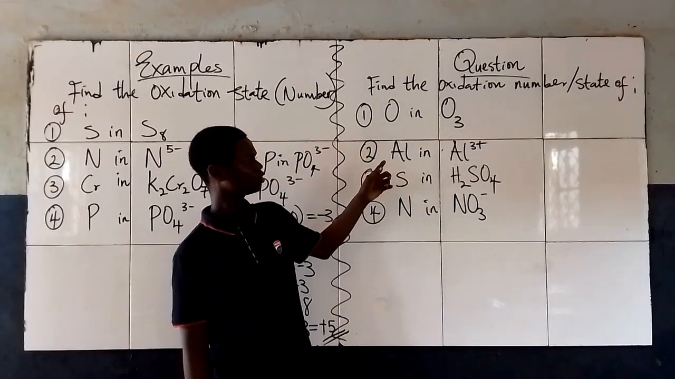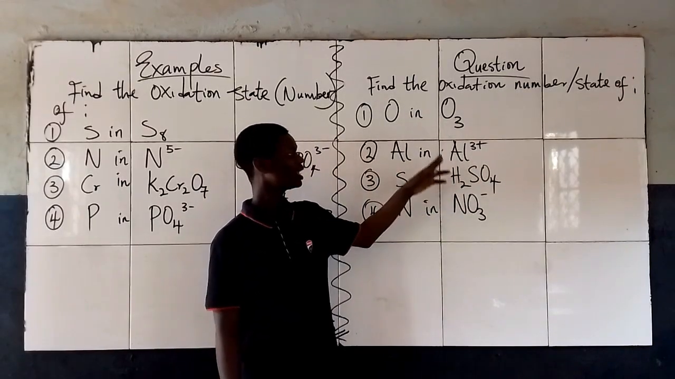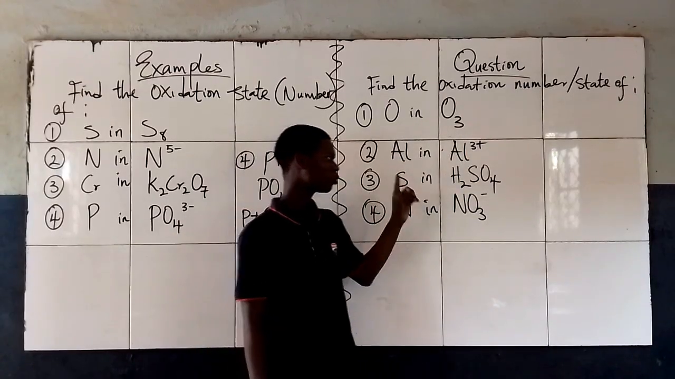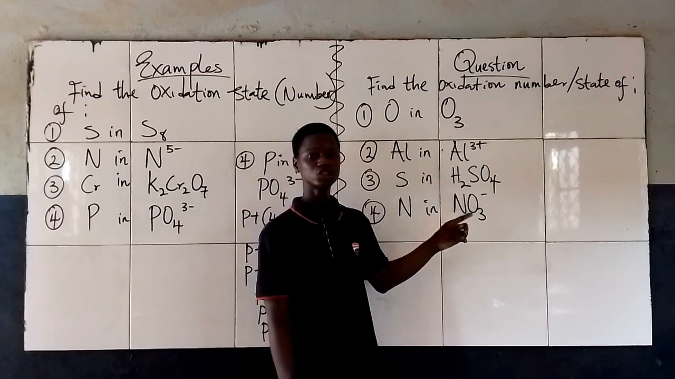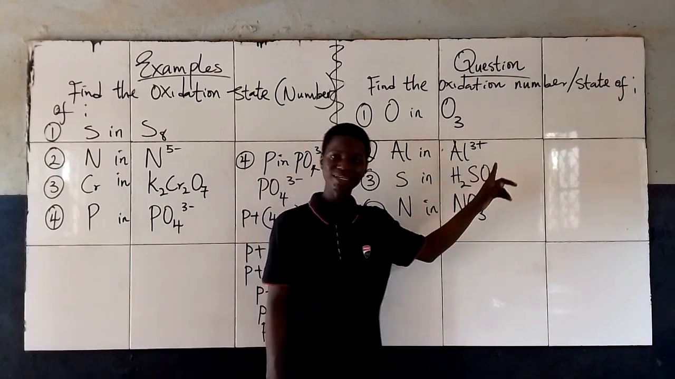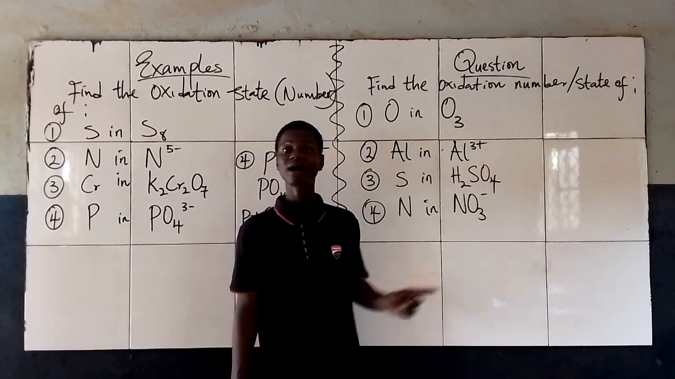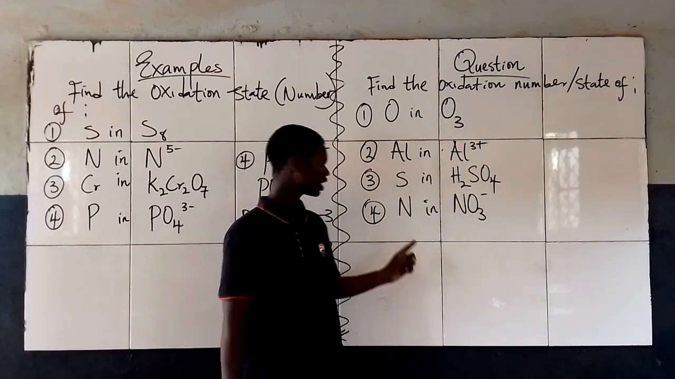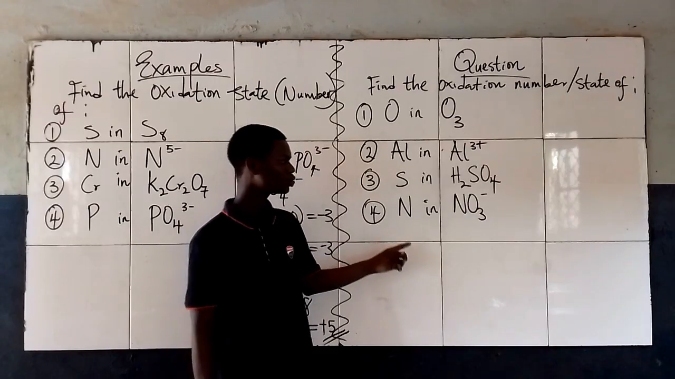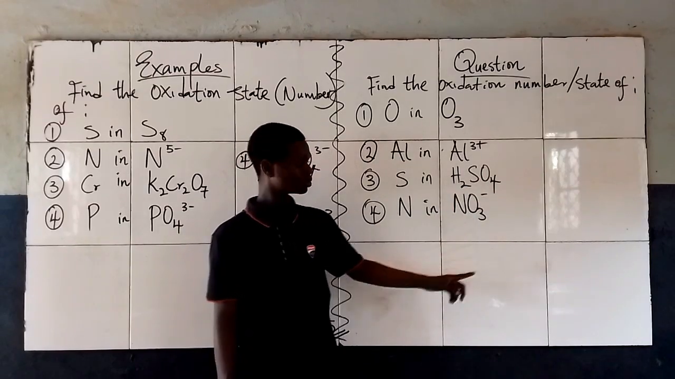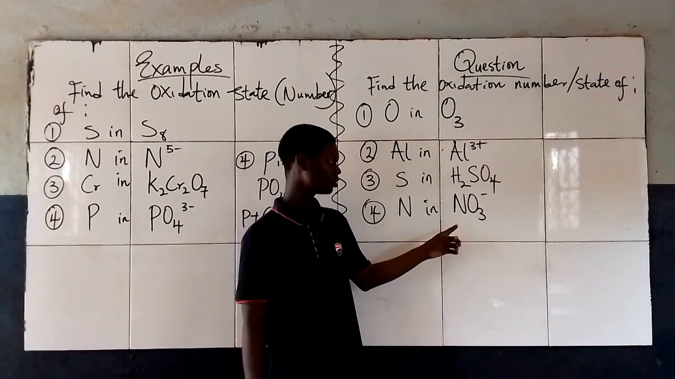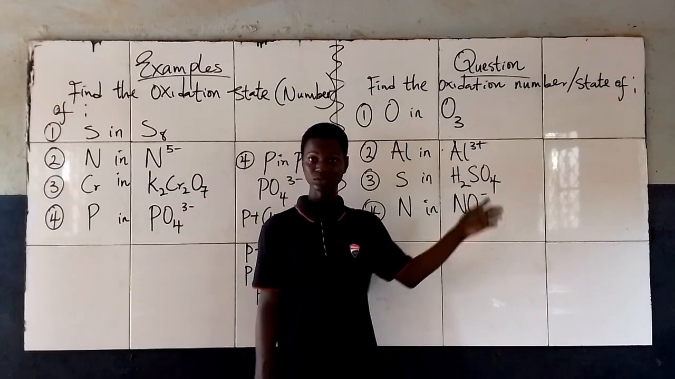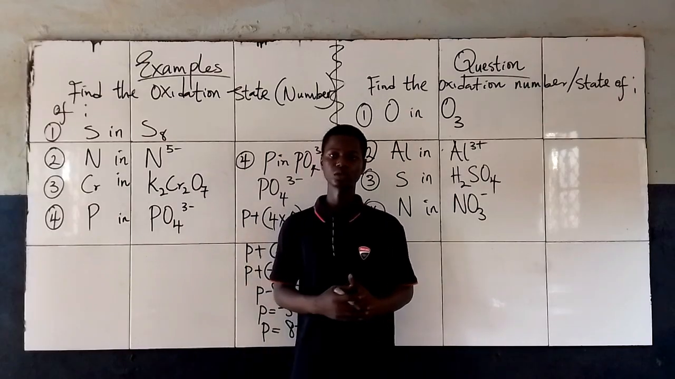Now the next one is for you to find the oxidation number of aluminium in aluminium ion. This is the charge. Now the next one is to find the oxidation number of sulfur in H2SO4. And observe this is not carrying any charge. So this is a what? A neutral compound. While this is a what? A monoatomic ion. Now the last one is find the oxidation number of nitrogen in NO3 minus. Now observe that there are more than one atom in this ion. So this is a what? A polyatomic ion scenario.